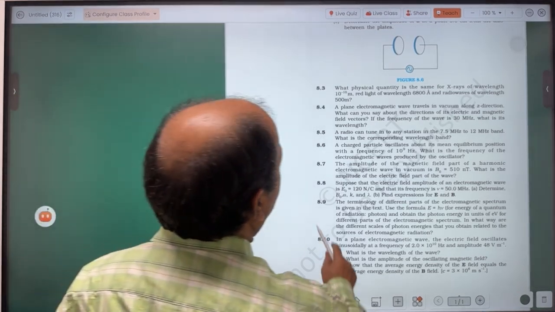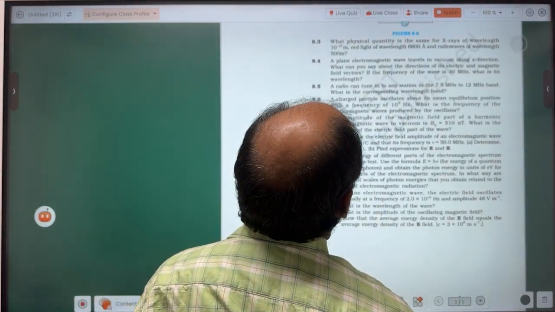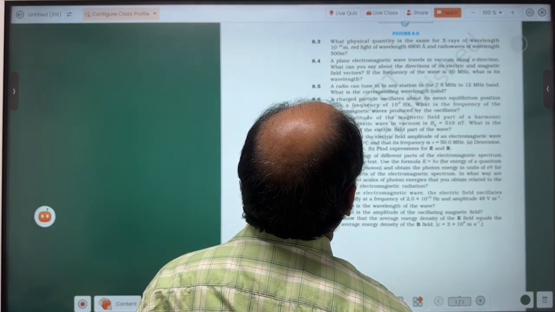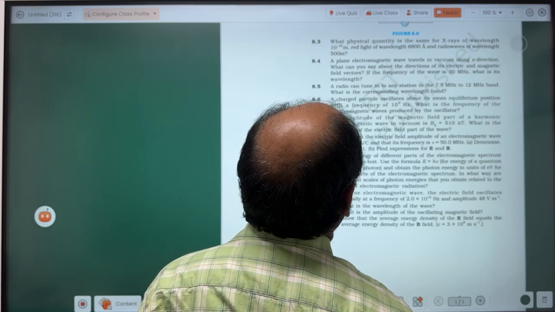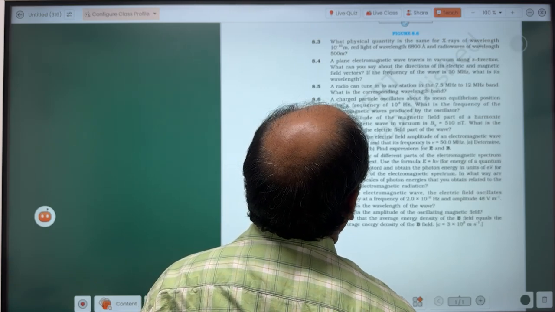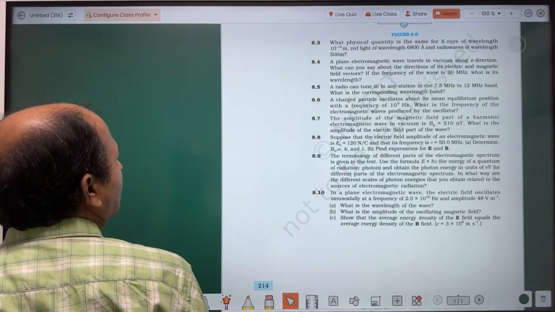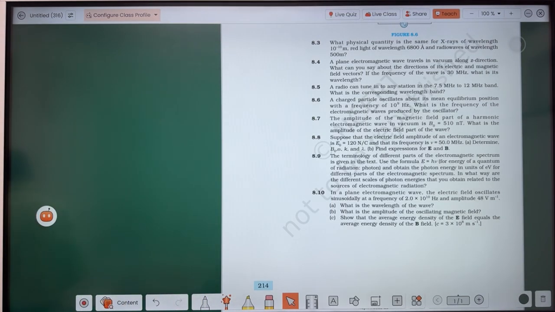Now we are going to see the next question. The next question says, a charged particle oscillates about its mean equilibrium position with a frequency of 10 power 9 hertz. What is the frequency of electromagnetic waves produced by the oscillator? Obviously, the frequency will not change, it will remain 10 power 9 hertz.